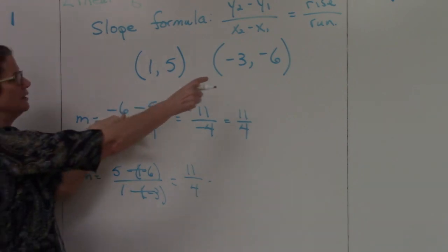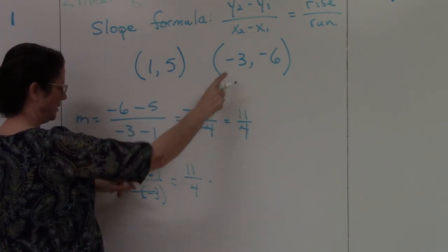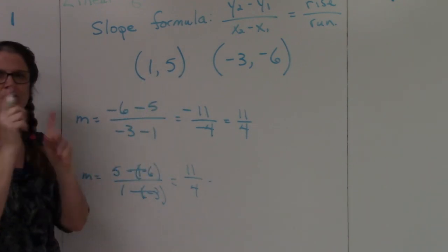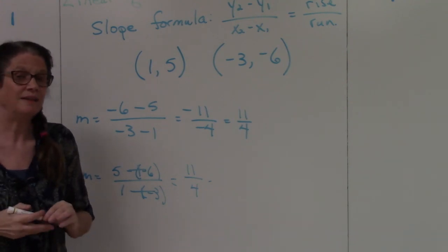If I used this set for my y, I'm going to use this set for my x. Here, I use this set for my y, I use this set for my x. In other words, don't flip-flop them. Be consistent with which ones you're going to use with the x and the y. And that's how you find slope.